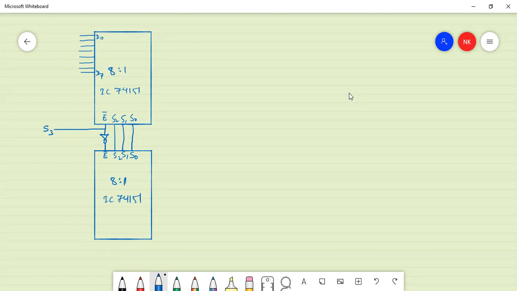Okay, so आप समझ पा रहे होंगे कि here we have to design 16:1 multiplexer using 8:1 multiplexer. So in this case we already know that in 8:1 multiplexer we need 3 select lines, and for 16:1 multiplexer we need 4 select lines.